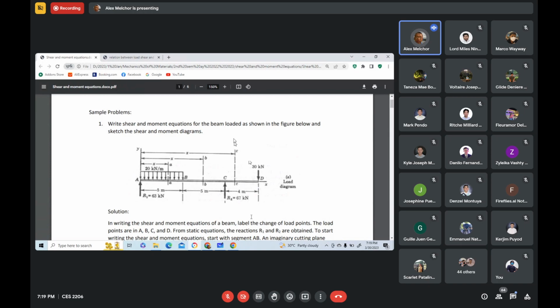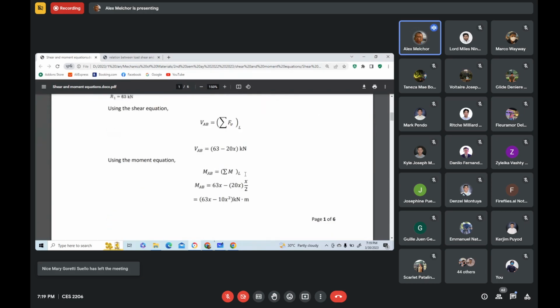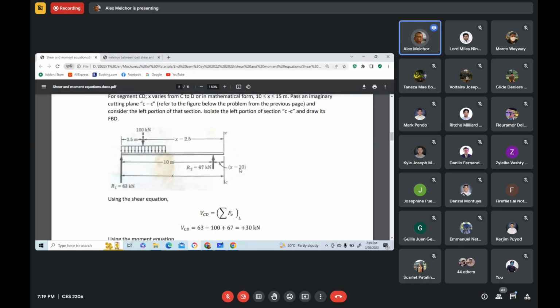So you cover the right portion of section CC, or if you want, you draw the left portion, but it takes time. So to save time, you just cover the right portion of section CC. When you cover the right portion of section CC, it looks like this one. To the right, you have already your paper that is covering the right portion of section CC. And we start writing the shear and moment equations.